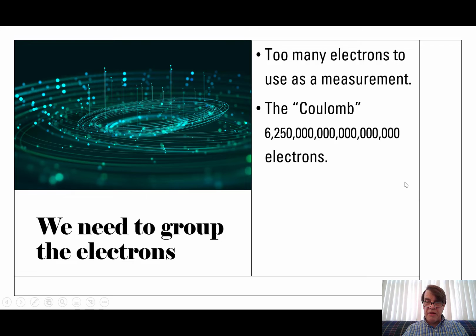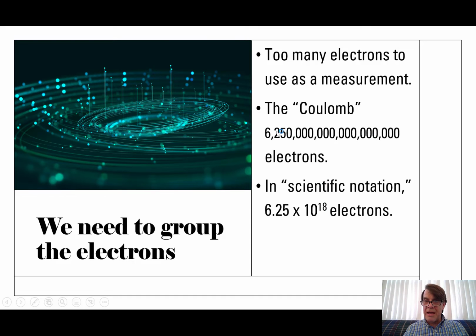Most of us don't count that high. I don't count that high. But here we have hundreds, thousands, millions, billions, trillions, quadrillions, quintillions. Basically, there are 18 spaces from the 6. If you start here after the 6, there are 18 spaces before you get to the decimal point. This is called scientific notation. In my next video in this series, I'll talk a little bit about scientific notation.